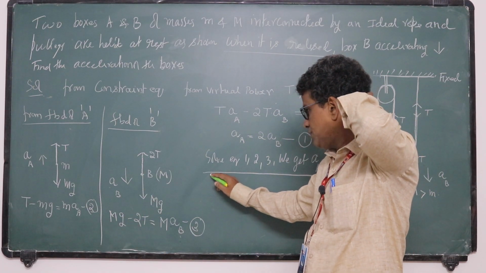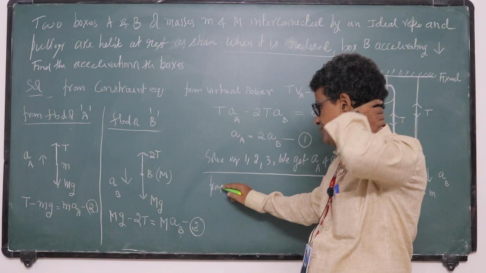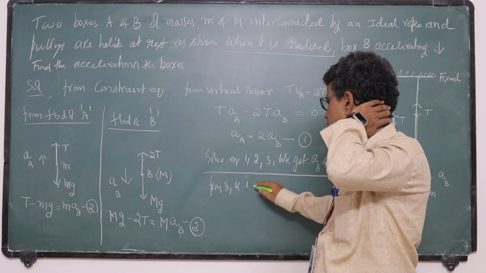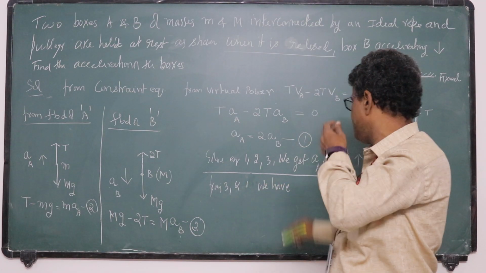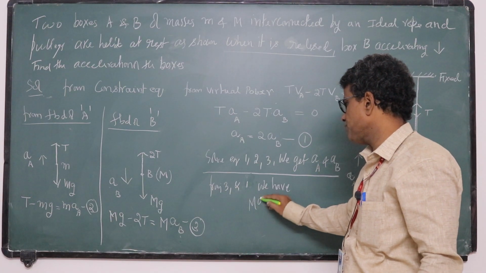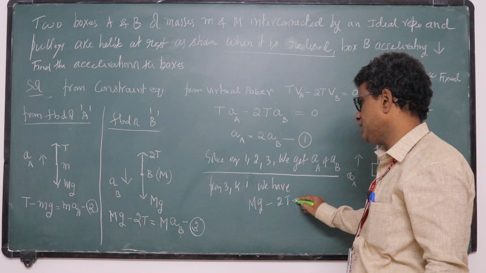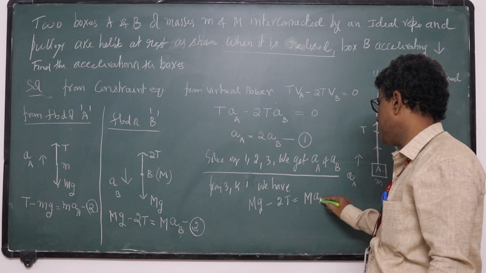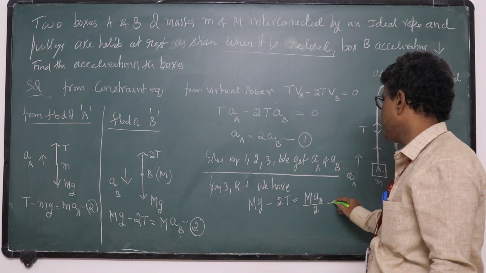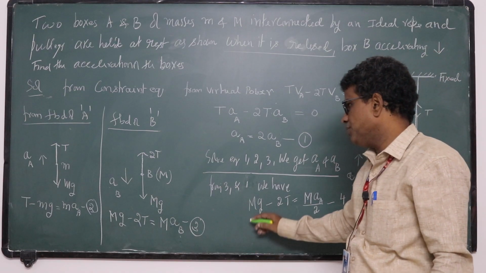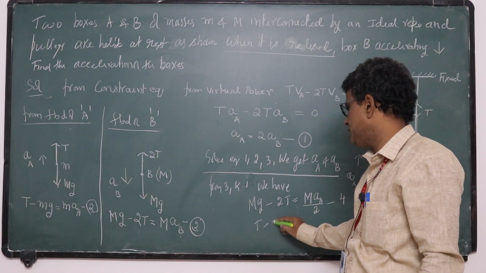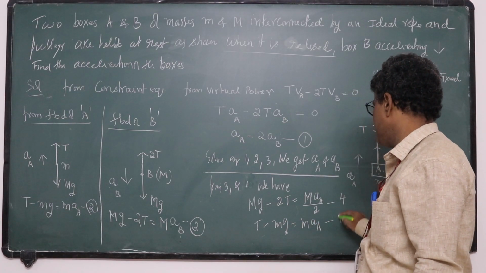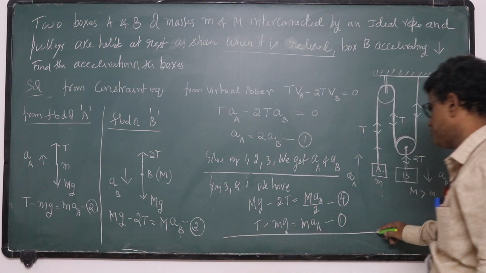So from 3 and 1 we have Mg minus 2T is equal to M into acceleration of A by 2. You call it equation 4. And you write the other equation: T minus mg is equal to small m into acceleration of A. This is equation 1 now. Now you solve these two.